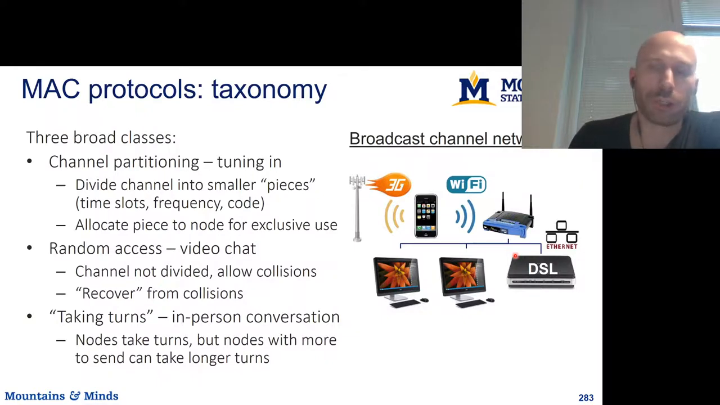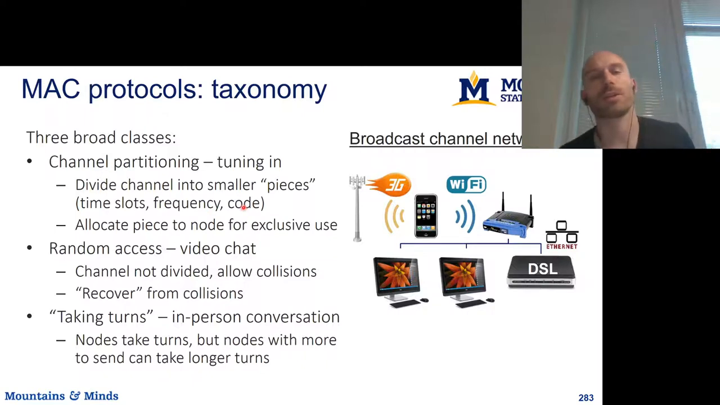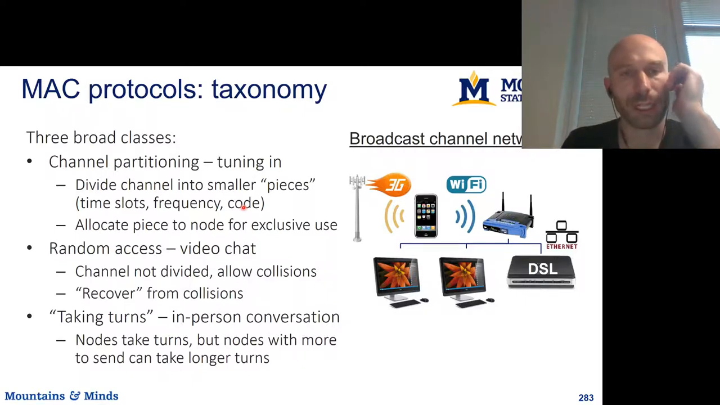Okay. So when we talk about medium access protocols over broadcast channels, there are basically three approaches. One is to partition the channel. Another one is random access. And then finally, we can have a taking turns protocol. So channel partitioning would be dividing the channel into some smaller pieces, maybe time slots, maybe frequency, maybe code. We didn't talk too much about code multiple access. We'll touch on it when we talk about wireless networks in general later on.